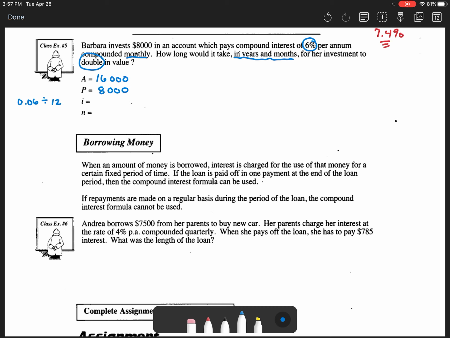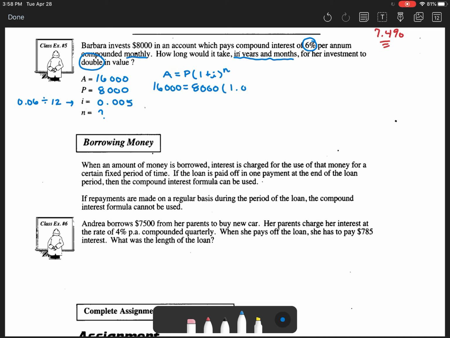Okay. Now, they are giving her 6% per annum, so 6% for the year, but it's compounded monthly. Okay, so what that means is you're going to take the 6% and divide it by 12. Okay, 6% for the year, compounded monthly. I'm going to divide it by 12. That's going to give me my value for I, and that's going to come out to be 0.005. That's going to be my value of I. N, I don't know. That's what I'm looking for.